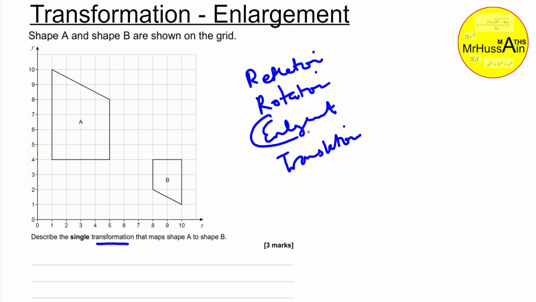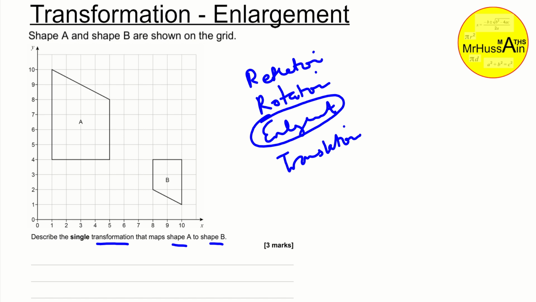Now I picked enlargement here because it's the easiest one to spot. It is the transformation where the size changes. So if you were to just write enlargement, you'd get 1 out of 3 marks already. But for enlargement, you also need the scale factor. Remember, you're going from A to B, and you are tempted to write half because this is 4 and this is 2. You are dividing by 2, which is a scale factor of a half.